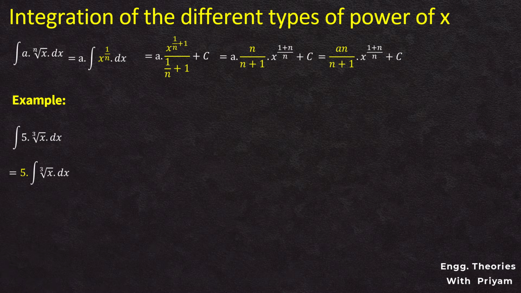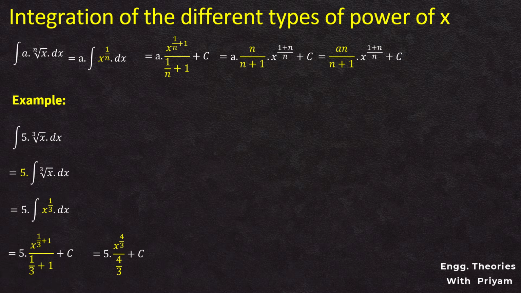Then this cube root of x can be written as x to the power 1 by 3. Then we will perform the integration of this x to the power 1 by 3 same as x to the power n, which will result in x to the power 1 by 3 plus 1 divided by 1 by 3 plus 1. So the integration will look like 5 into x to the power 1 by 3 plus 1 divided by 1 by 3 plus 1 plus the integration constant c, which can be simplified as 5 into x to the power 4 by 3 divided by 4 by 3 plus the integration constant c.